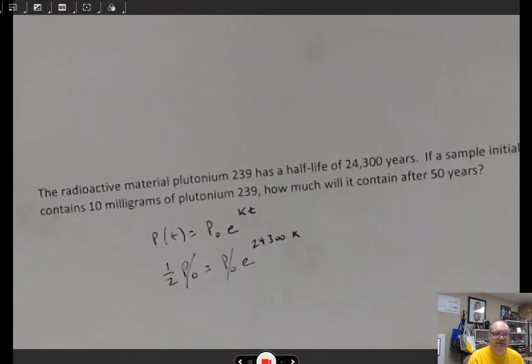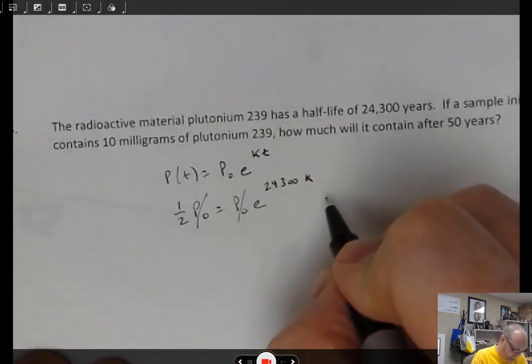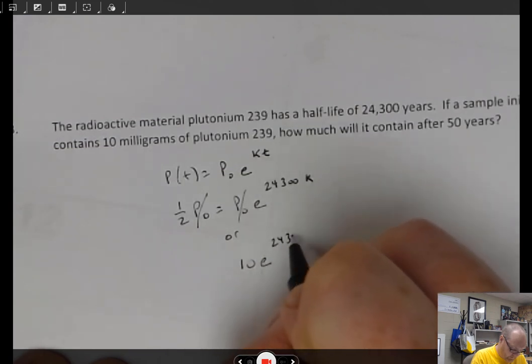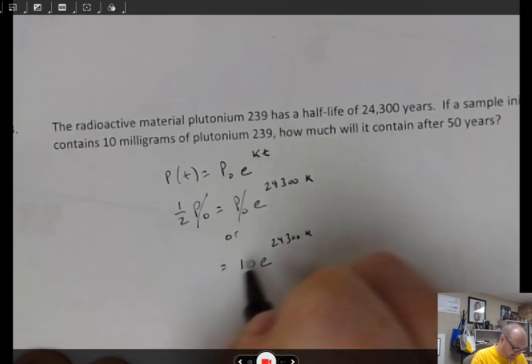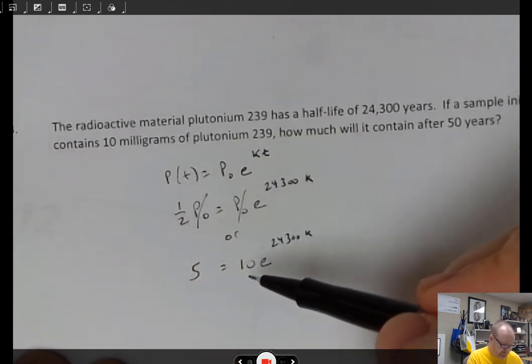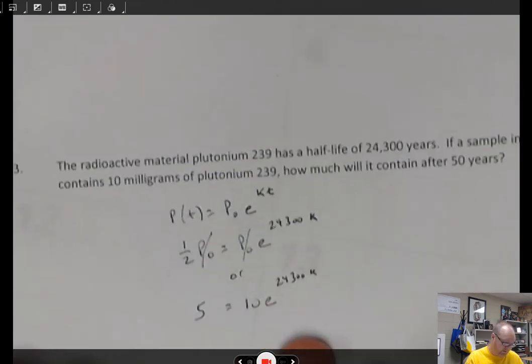The other option would be if there's 10 milligrams to start with, then after 24,300 years there is 5 milligrams. So I can actually put in the values. I can carry along a p sub zero. The math is going to work itself out regardless.